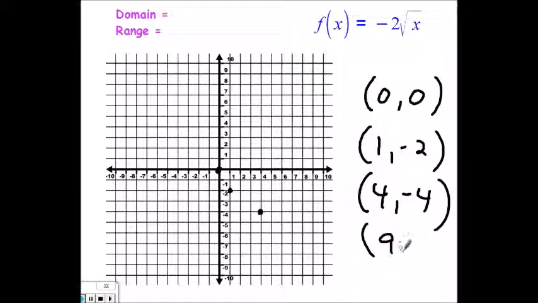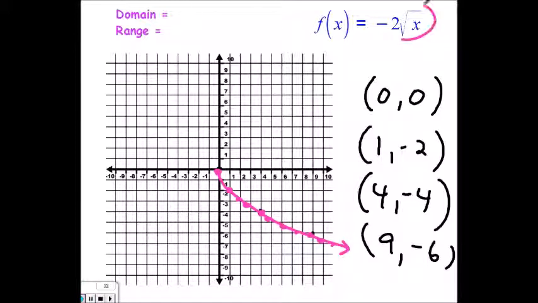Next perfect square is 9. That would give me a negative 6. So I'll graph 9, negative 6. And so my function's graph is going to look like this. And remember, it's not just these 4 points. It's all the little irrational numbers in between. Because when you take the square root of a non-perfect square, you get an irrational number, but it's in there somewhere. So let's talk about the domain.